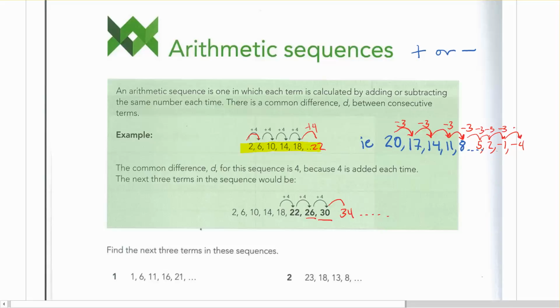So again, with the arithmetic sequence, you're either adding or subtracting the same amount each time. And the dot dot dot at the end or in between numbers says that it goes on, but we're not going to write them all.